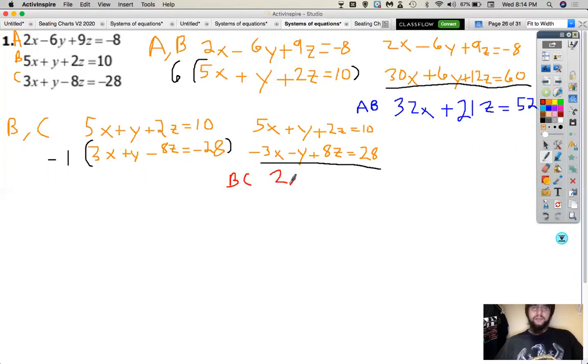2x, y's are gone, 10z equals 38. Use a calculator. If you mess up one little piece of arithmetic, it throws your entire problem off and you go crazy.